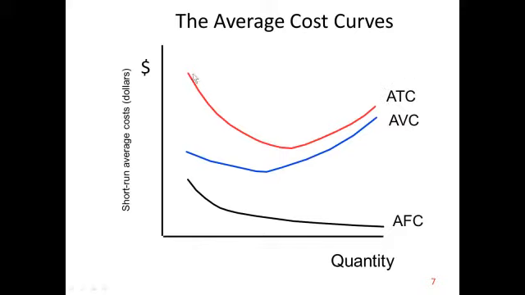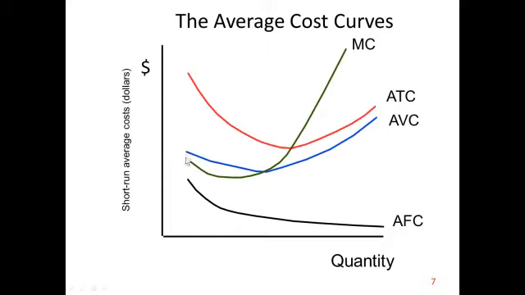And it is, as you can see, roughly saucer shaped or U-shaped, a bit like the AVC, but have a look at the distance between the two. The vertical distance between these two curves is getting smaller and smaller and smaller, not surprisingly because AFC is getting smaller as output expands. Our final addition, our little friend, the marginal cost curve.